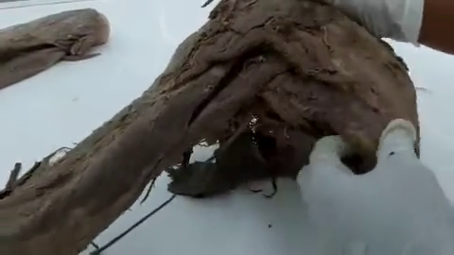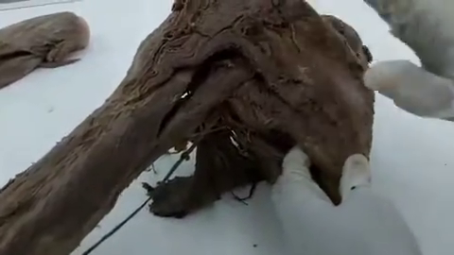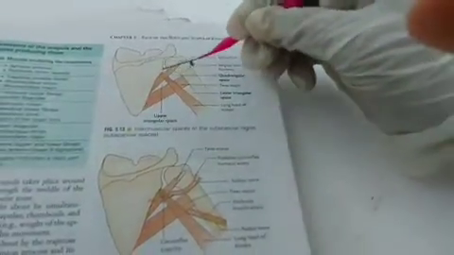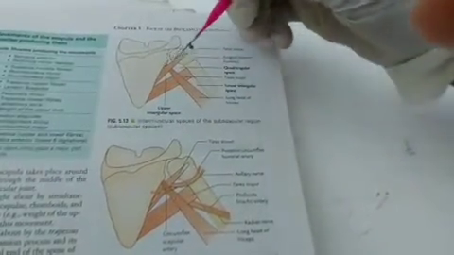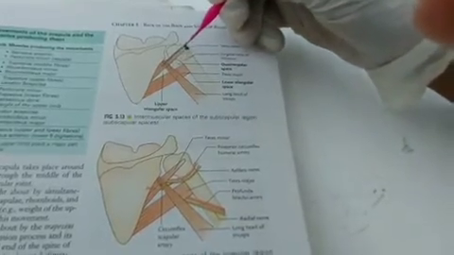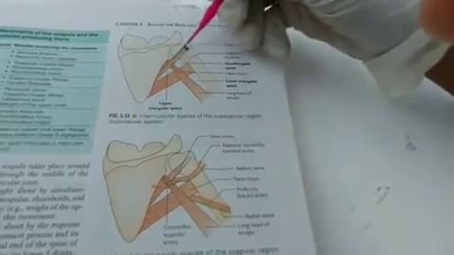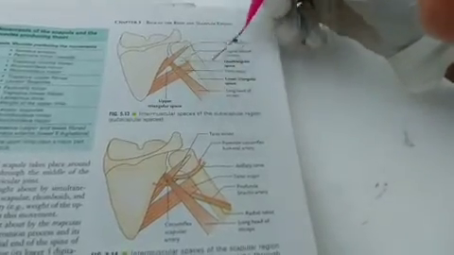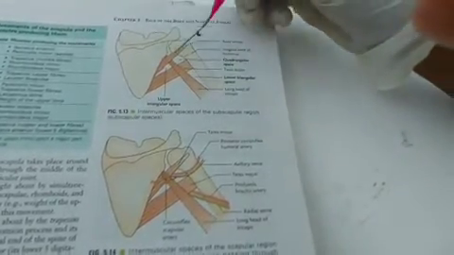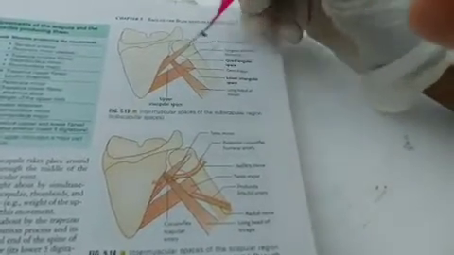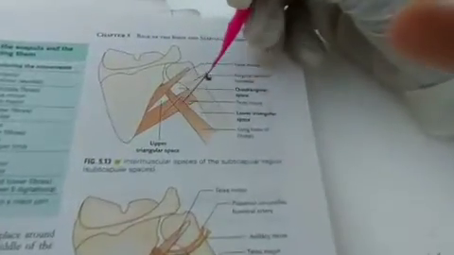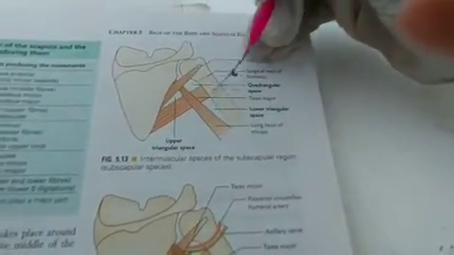Now you have to know the quadrangular space. Look at the diagram here. This is your quadrangular space. You have to know three important muscles at this point. This is your teres major. Above, you're going to have teres minor; below, you're going to have teres major. Minor is always above, major is always below. And this is the long head of your triceps.